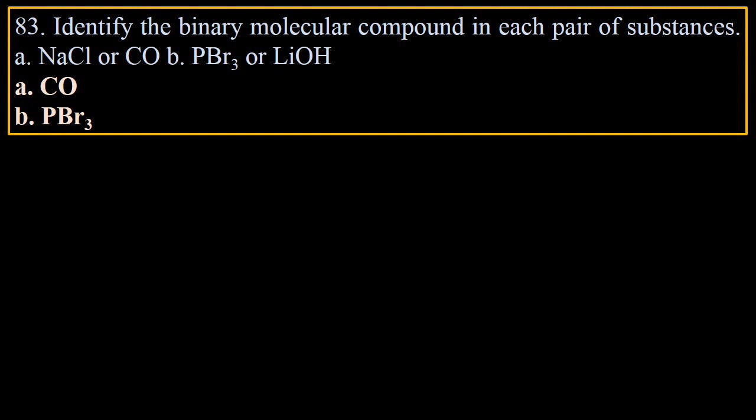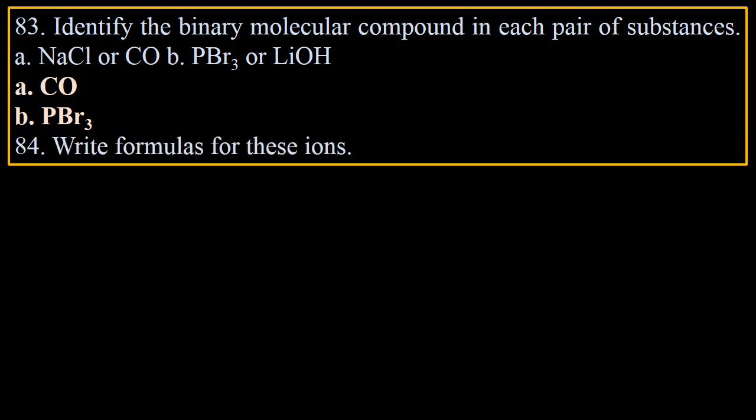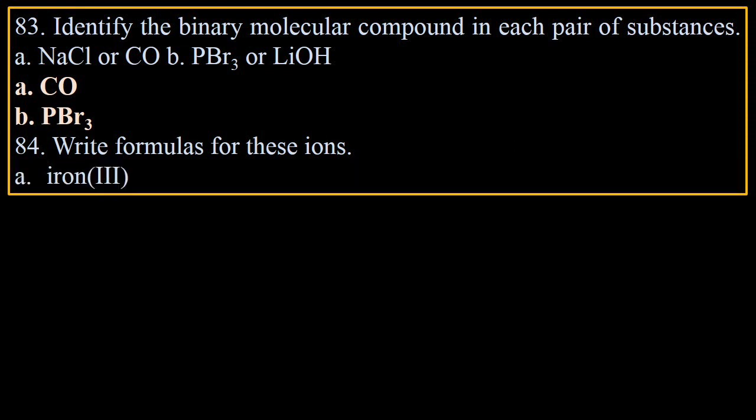And next is going to be write formulas for each of the ions. Write formulas for these ions. So let me change the timing of this for just a bit. All right, the first one is iron 3. Well, it'll be Fe plus 3.